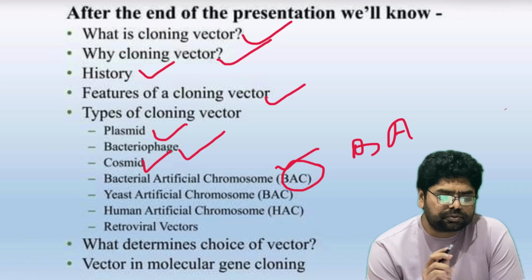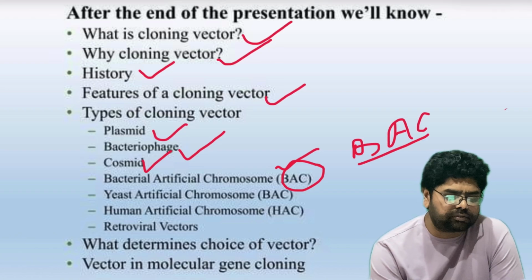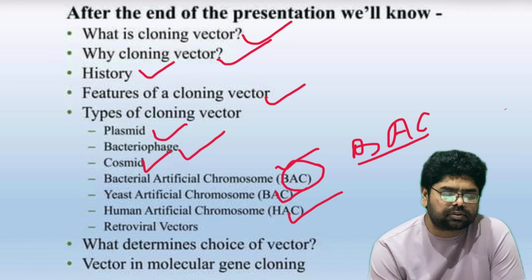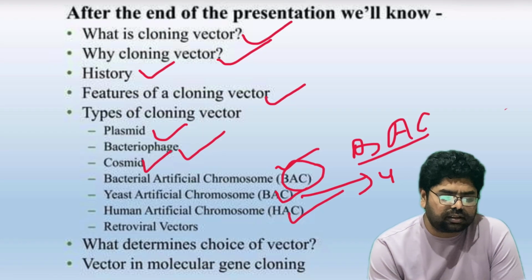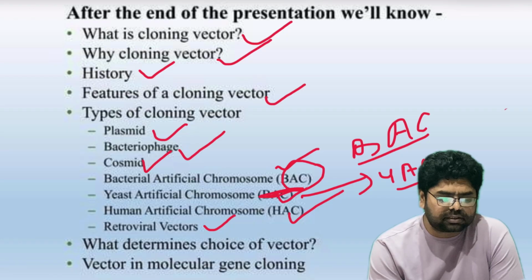Why are cloning vectors used? What is the history of the cloning vector? And what are the features of the cloning vector? And what are the different types of the cloning vector? Like plasmids, bacteriophages, cosmids, bacterial artificial chromosomes, that is also called BACs.